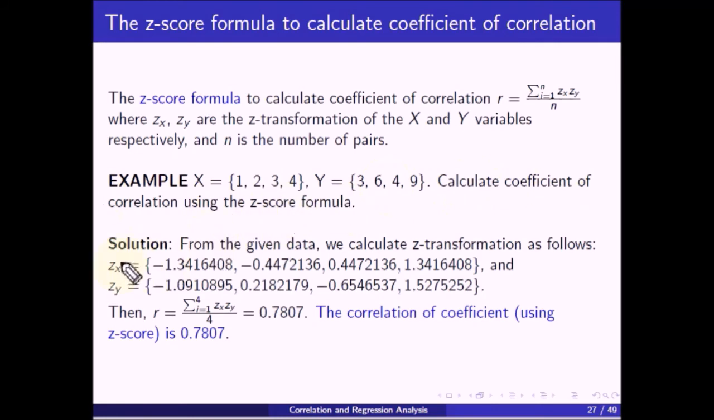First of all you have to convert these into z transformations. Please watch our previous video where we discussed the z transformation in detail. So we convert x into zx and y into zy, and after that we multiply the data and divide by the total number of data. Total 4 data are there, and we get the answer 0.7807. So the correlation coefficient using z-score is 0.7807.